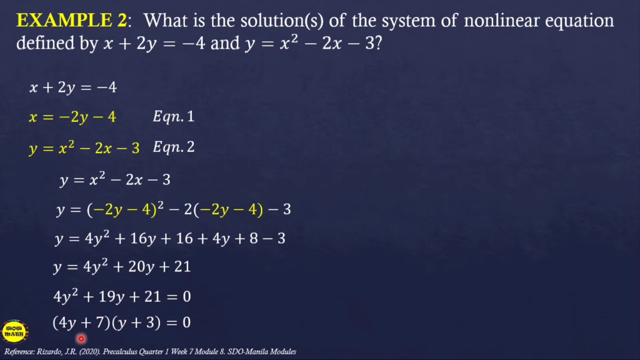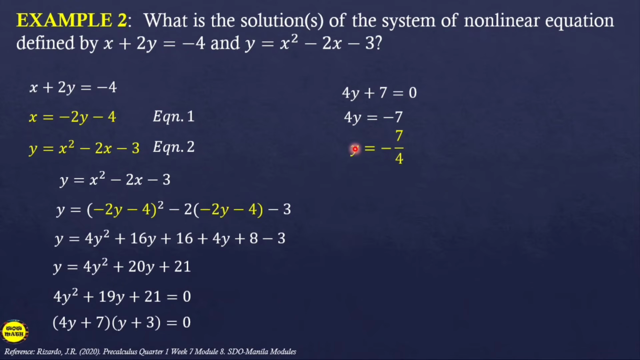And then after nyan, solve natin yung value ng y. So 4y plus 7 is equal to 0. So lipat natin si 7 sa right side. So it will become 4y is equal to negative 7. Solve for y. So pag sinolve natin yung y, i-divide natin both sides ng equation natin kay 4.